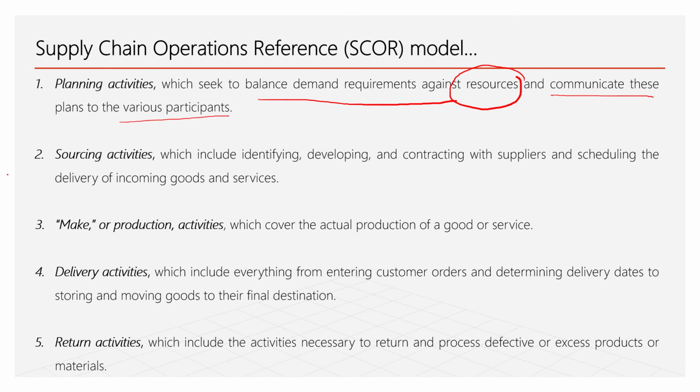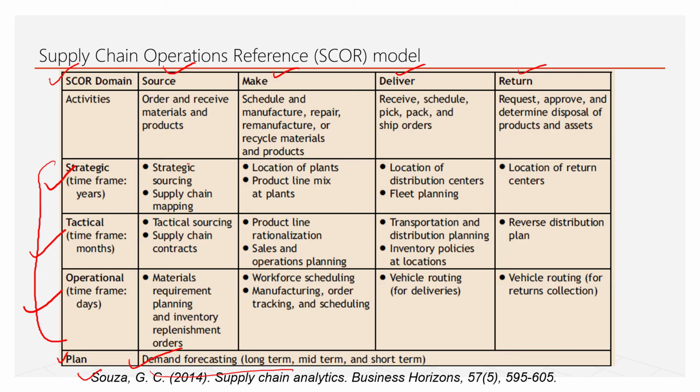Whereas in sourcing, what we are trying to do is identify, develop, and contract the suppliers, and then schedule the delivery. So these are the sourcing activities. If we break down this sourcing activity at a strategic level, at a tactical level, and operational level, at a strategic level we are basically selecting the suppliers.